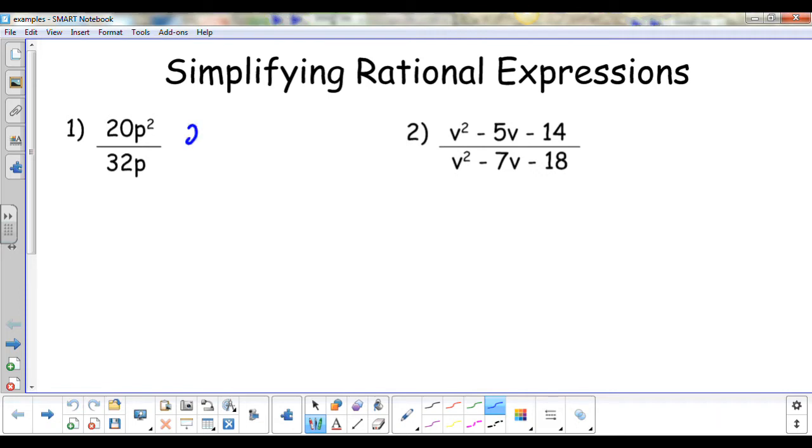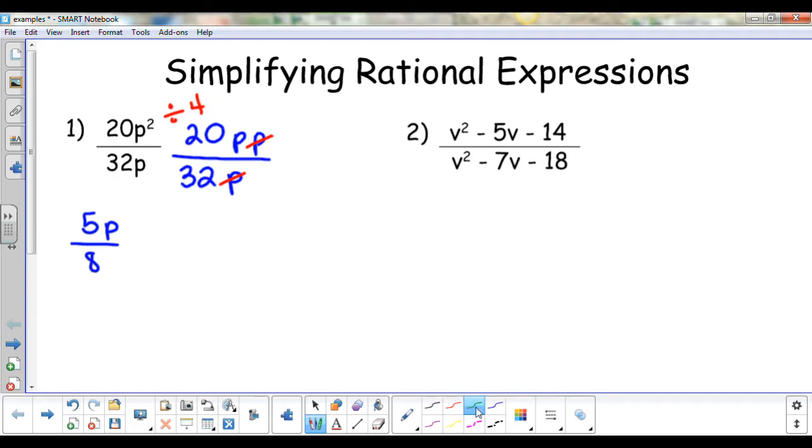So I have a 20 in my numerator with 2 p's, and I have a 32 in my denominator with a single p. Both of them share a p, and 20 and 32 can both be divided by 4. So I have 5p in my numerator and an 8 in my denominator. So that's my simplified expression, but I need to identify what is going to make my denominator undefined.